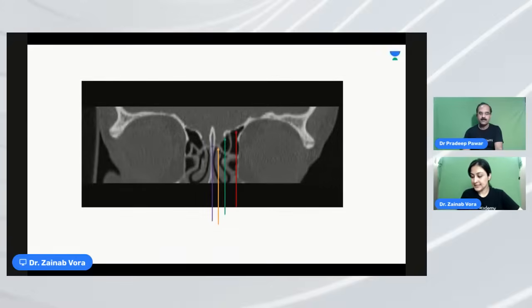Now, if we look at the CT anatomy, we are on a coronal CT image. How do we recognize this? First of all, the bones appear white. So this is a coronal CT that we are looking at of the anterior skull base. I've taken a section anteriorly. Is it fine now? My voice is audible, right?